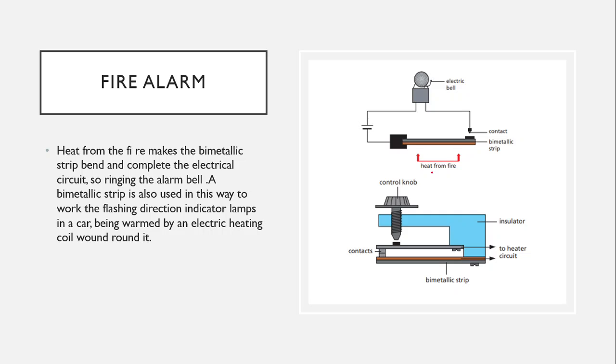As we get heat from the fire, it will bend and the curvature will cause the bimetallic strip to get in contact with this plug and it will complete the circuit. This gap over here will be filled, like this. They'll start touching each other, and then the alarm rings.